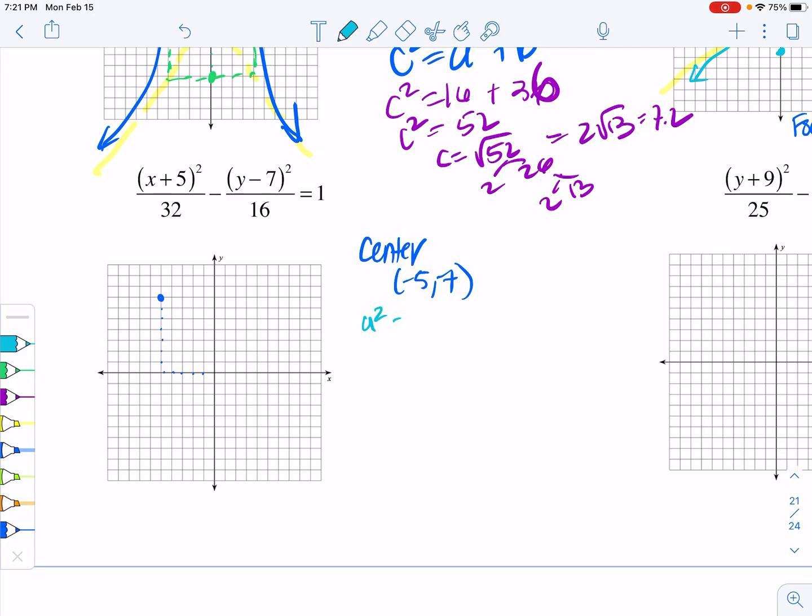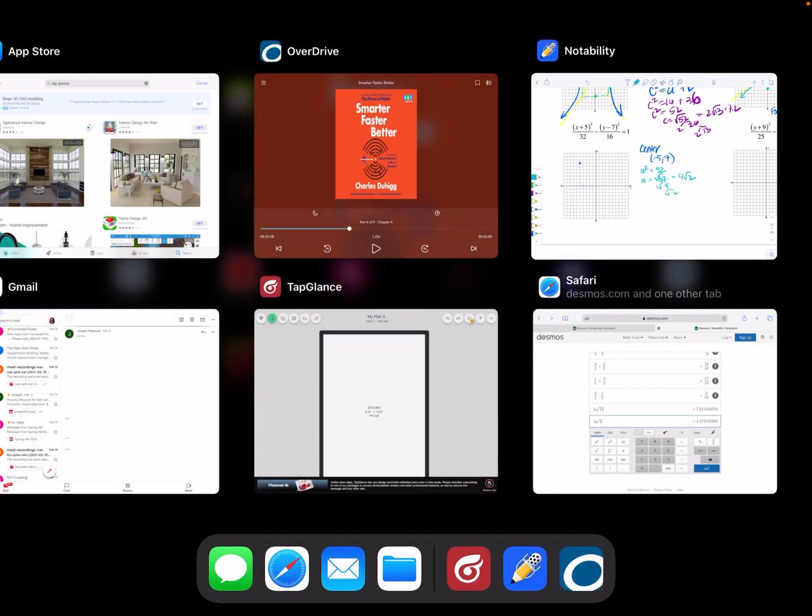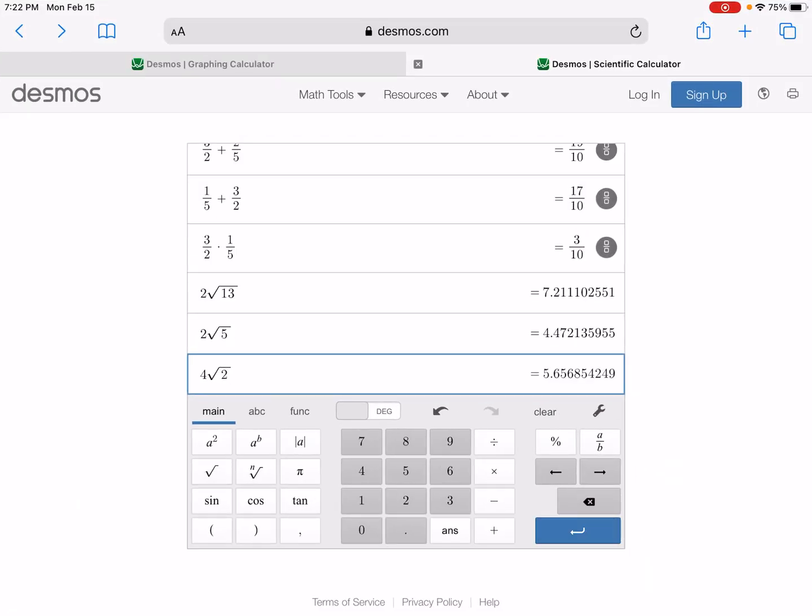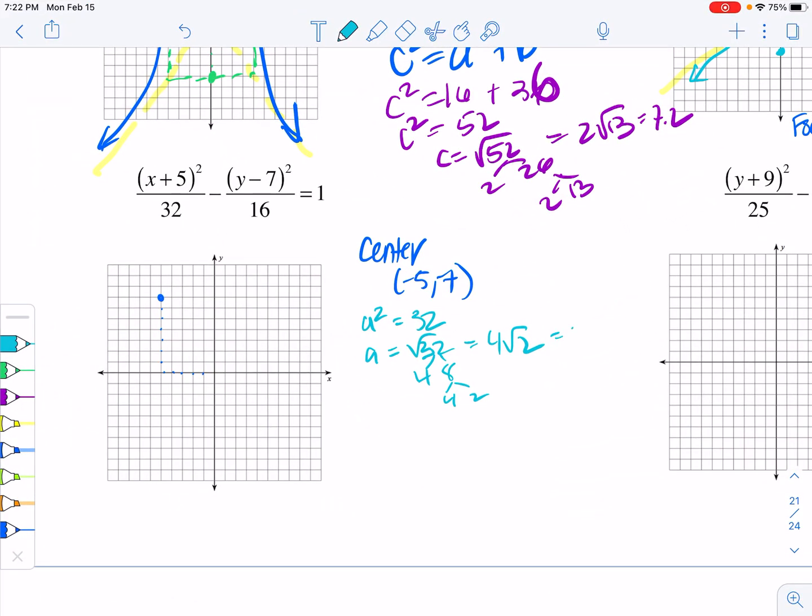Okay. So now that we have our center at negative 5, 7, underneath the x's we have 32, so we're going the square root of 32. The square root of 32 is 16 times 2 under the root, so that gives us 4 root 2. Numerically, 4 root 2 gives us 5.7. That was under the x's, so we're going left and right by 5.7. So 1, 2, 3, 4, 5, and then almost to 6. And then underneath our y is 16, so that's our b squared.